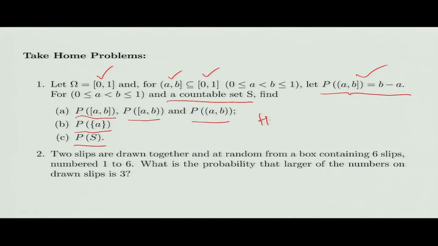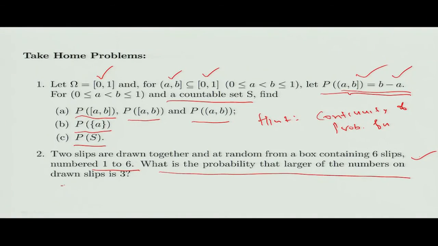Now, let me give a hint. For some of the parts, you can use continuity of the probability function. Somehow you have to write down those probabilities in terms of these probabilities, which are known to you. Then second problem: 2 slips are drawn together and at random from a box containing 6 slips, numbered 1 to 6. You have to find the probability that the larger of the numbers on the drawn slips is 3. So take these 2 as homework problems.